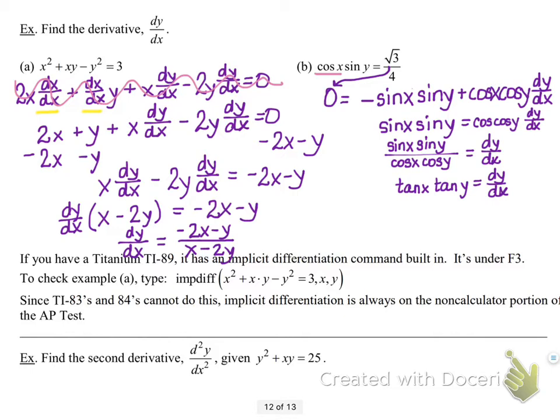Okay, there's some directions at the bottom here about using a TI-89. If anybody has a TI-89, you might find that useful. However, the AP Calculus exam is built in such a way that a TI-89 doesn't help you at all, and if you're taking calculus in college, they don't allow you to use a calculator.